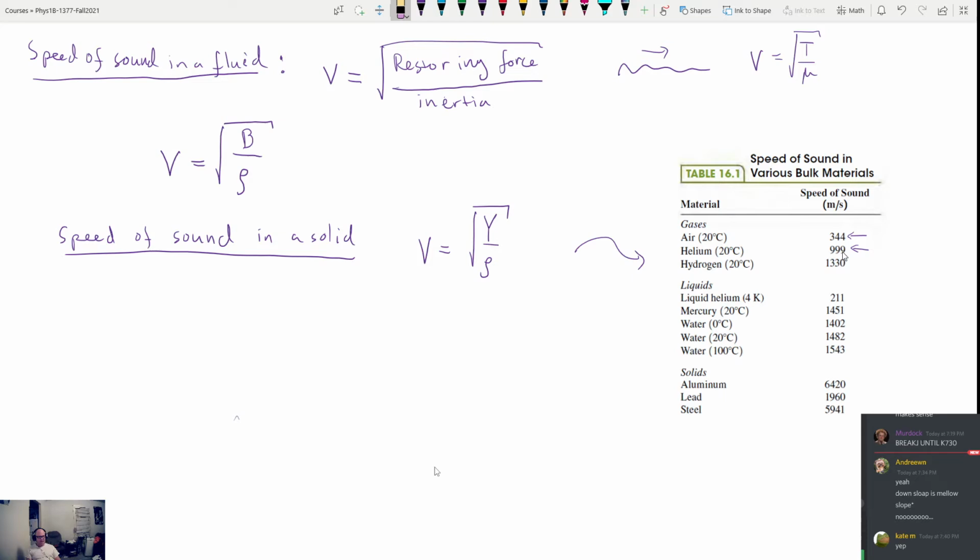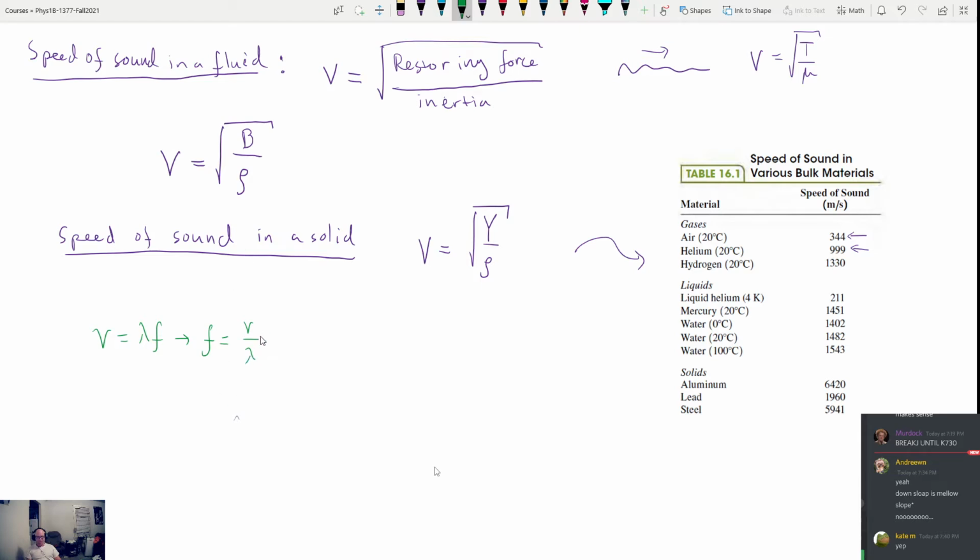And you know that if you inhale helium, it makes your voice sound really high-pitched, right? Let's see if we can understand why that's the case. So since velocity is equal to wavelength times frequency, that means that frequency is equal to velocity divided by wavelength.